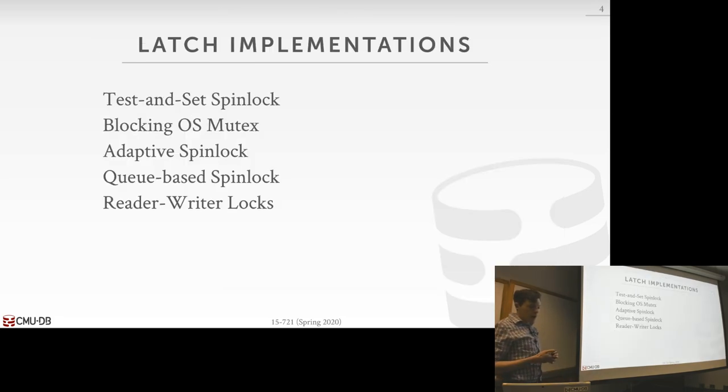All right, so let's talk about the different kinds of latches we can implement. The test-and-set spin lock, or spin latch, is the most basic one, and this is one you can implement yourself without going back and yielding to the OS. Then there's a blocking OS mutex, which is what Linus is referring to. And then I think the right thing to choose is the adaptive spin lock, which is a combination of these two and a little bit smarter than what the OS blocking one can do. Then we'll look at more sophisticated implementations, the queue-based one and the reader-writer locks, but you can build these on top of the other ones. These are the basic primitives, and then you can do more sophisticated things on top of them.